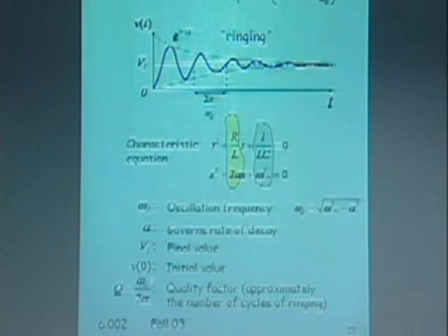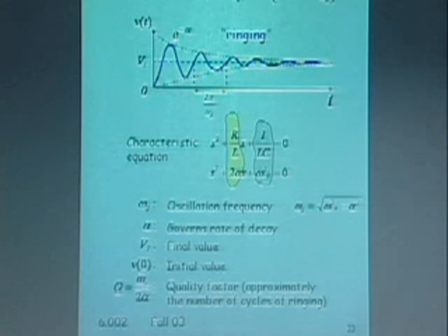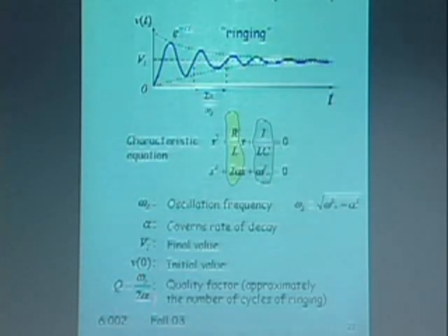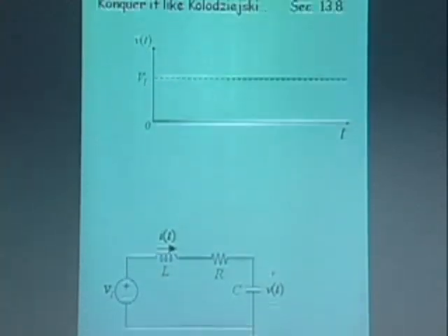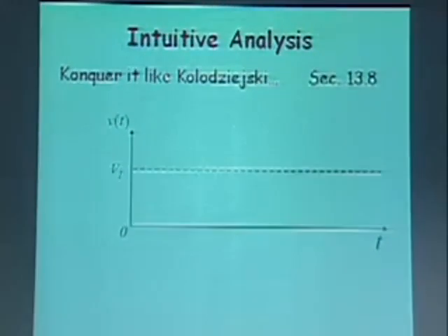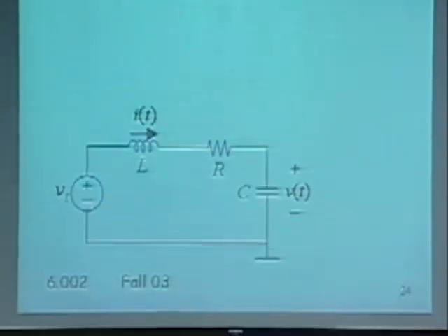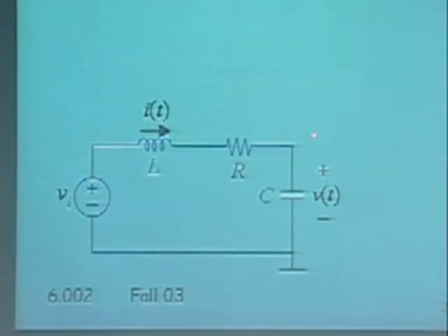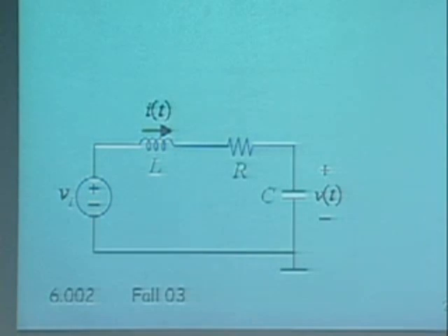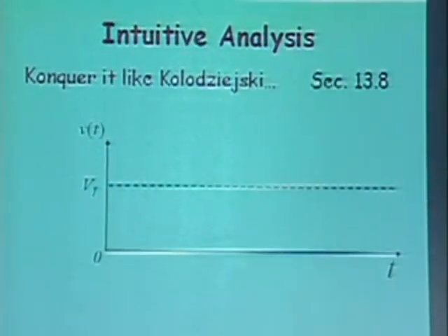Notice that Q, omega naught, alpha, omega d, all of these come from the terms in the characteristic equation. Okay, we'll spend more time on Q later. So with this insight, here's how I can go about very quickly sketching out the form of the response. So here's my circuit. I want to sketch the form of the response for a step input at VI. So 0 to VI, step input here. I want to find out what happens at this point. This is described to you in a lot more detail in section 13.8 in your course notes.